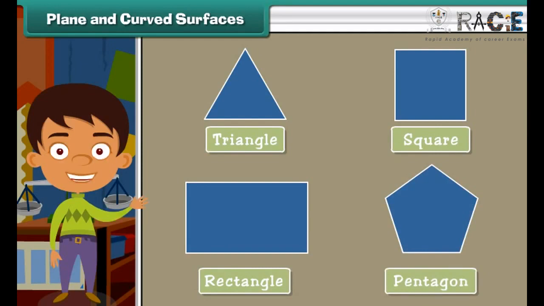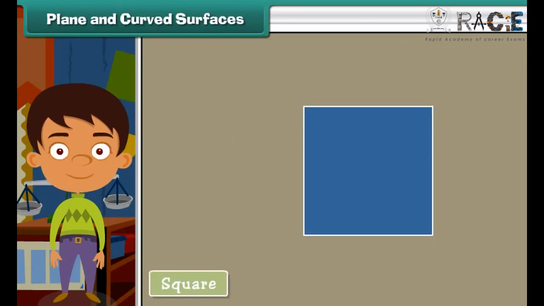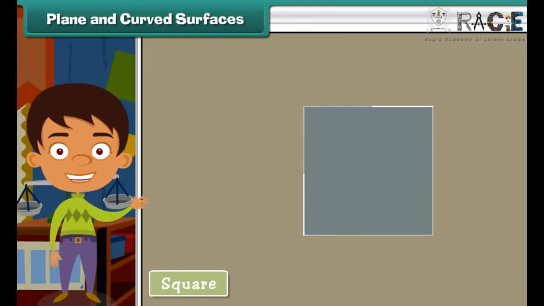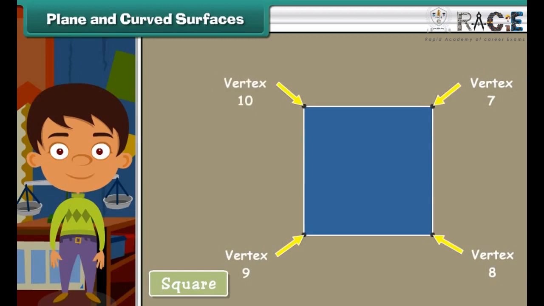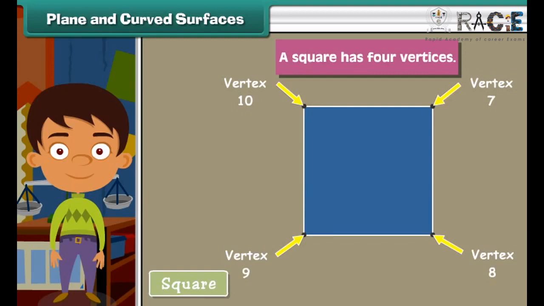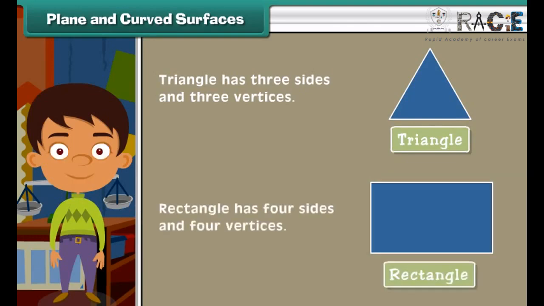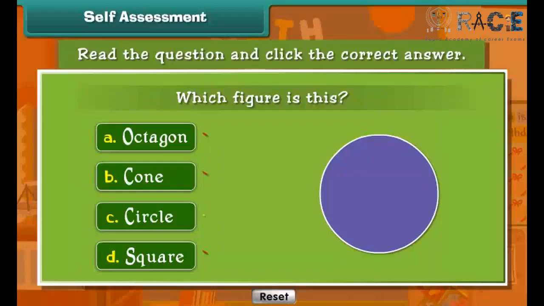Now we'll study plane figures, sides and vertices. Look at this square. Arrows 1, 2, 3, 4 indicate the sides of a square. A square has 4 sides. The point at which two sides meet is called a vertex. Arrows 6, 7, 8, 9 indicate the vertices of a square. So here we see a square has 4 vertices. Similarly, a triangle has 3 sides and 3 vertices. A rectangle has 4 sides and 4 vertices.